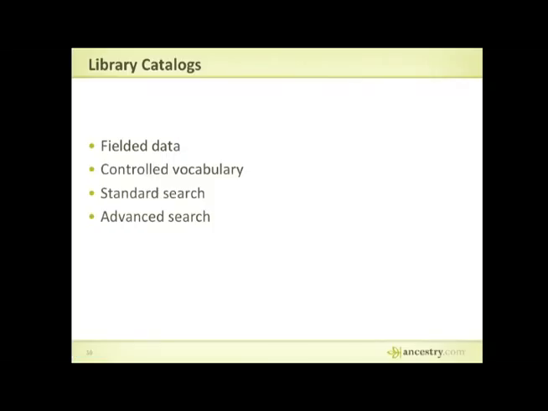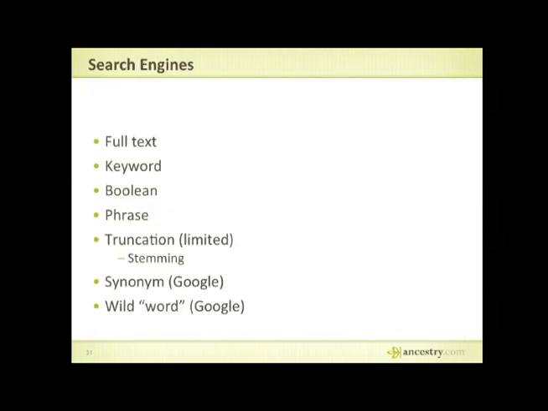If you're dealing with library catalogs, understand you're dealing with fielded data. They use a controlled vocabulary, and they usually have a standard search and an advanced search. When you're dealing with search engines, typically internet search engines, you are dealing with full text. Keyword searching is usually very common. Boolean searching is supported. Oftentimes phrase searching and some limited truncation searching.